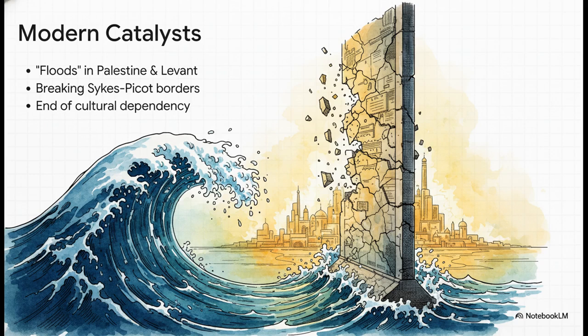He posits that recent geopolitical shocks, specifically what the text refers to as the floods in Palestine and the Levant, act as massive awakenings. According to the author, these events serve as catalysts to break historical and geographical divisions, like the Sykes-Picot borders, and ultimately signal the end of cultural dependency. The goal here is to revive a unified, independent Islamic vision. It's definitely a fascinating look at how the author views current, highly charged events through this deep philosophical lens.